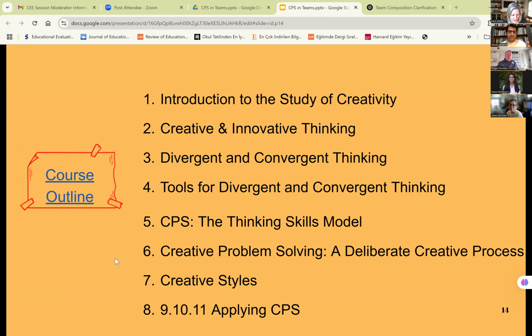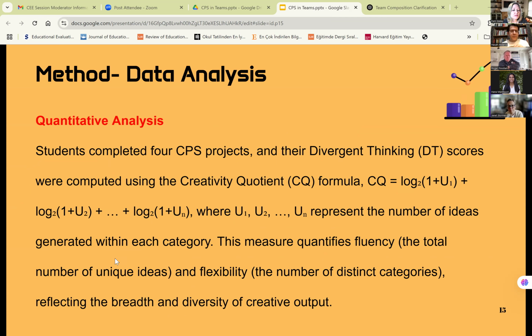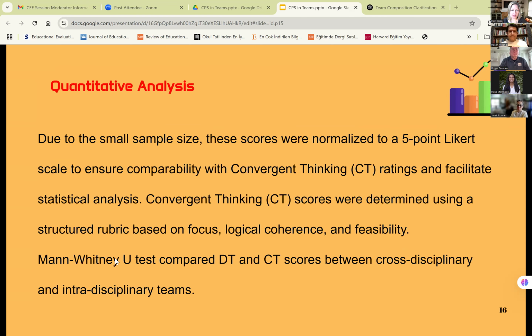Data analysis. We measured students' divergent thinking scores using the creativity quotient formula. This is a logarithmic formula. Creativity is typically evaluated through fluency, flexibility, and originality. Given that 12 students participated, all responses were expected to have high originality scores, meaning that fluency would naturally elevate originality scores. Therefore, the CQ score was utilized instead of relying solely on originality. And due to the small sample size, divergent thinking scores were normalized to a 5-point Likert scale to ensure compatibility with convergent thinking ratings and facilitate statistical analysis.